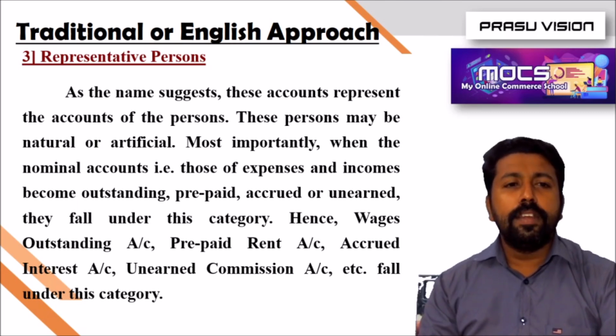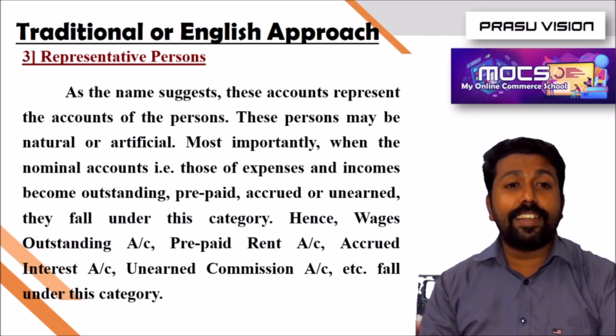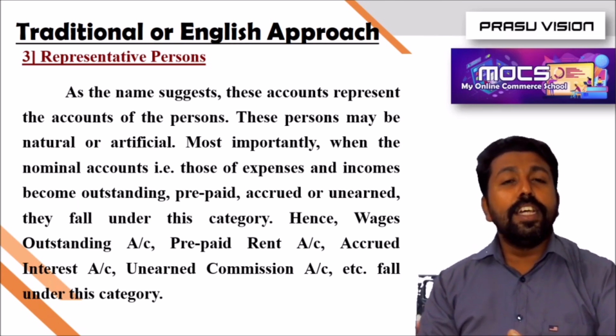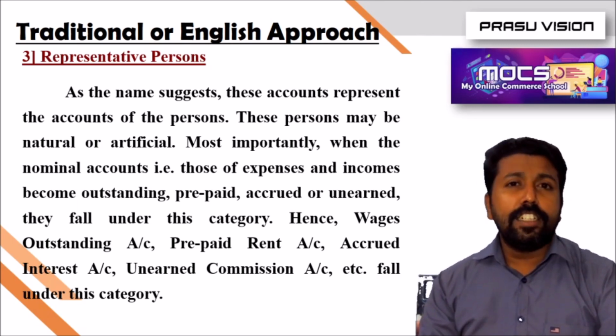And most importantly, the nominal accounts, that is expenses or incomes, like outstanding expenses. Outstanding means still we have to pay some expenses during this financial year. For example, suppose my firm's financial year is starting from January to December, and I had paid salary only up to October 1st. Still, I have to pay 3 months' salary for my workers. So 3 months' salary is outstanding. I have to pay. And prepaid means already paid, paid in advance.